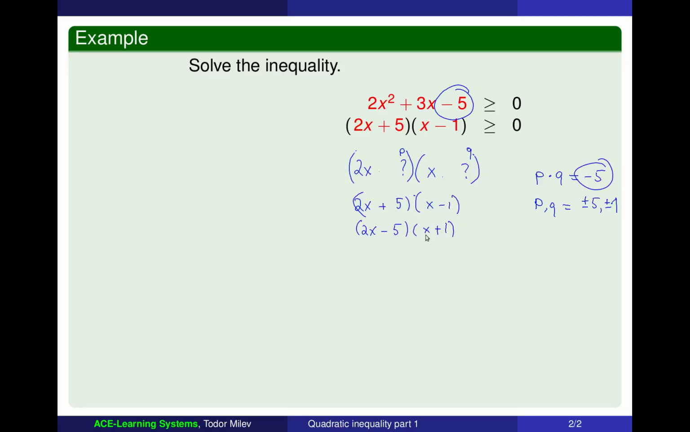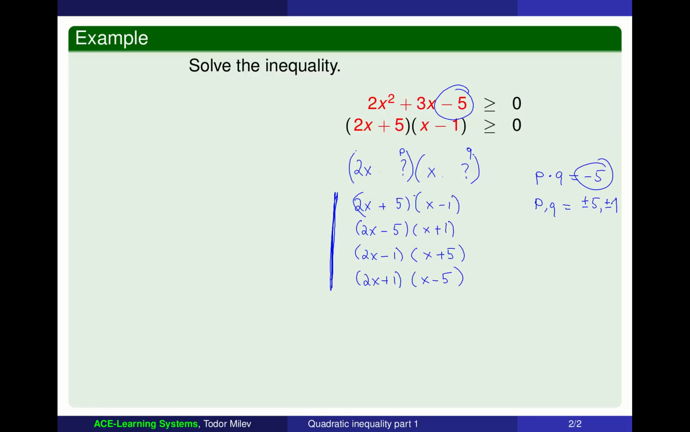Their signs have got to be different because their product has got to be -1. Or we could have 2x minus 1 times x plus 5, or we can have 2x plus 1 times x minus 5. So there are only 4 options for the factorization. Now, maybe none of these options work. In that case, the quadratic has no nice factorization using integers, and we have to resort to the quadratic formula.